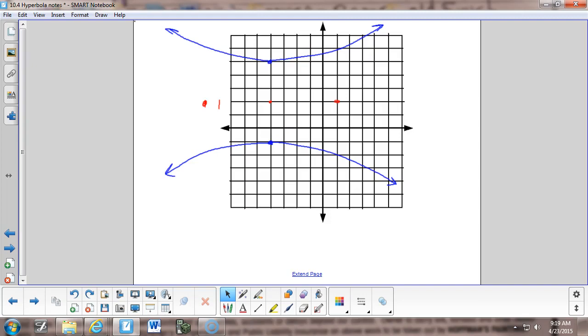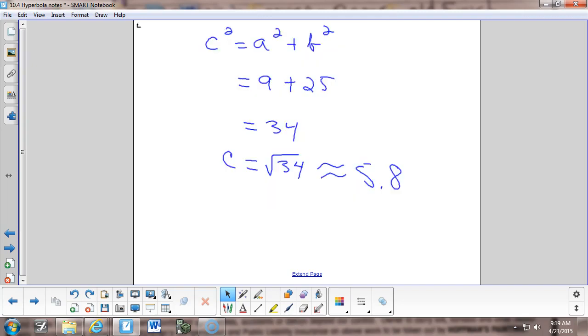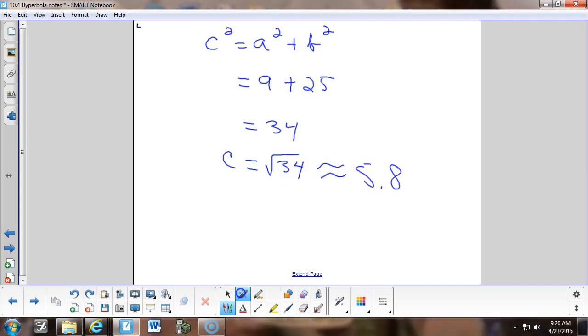So, got the picture, got the asymptotes, got the vertices. What I need is the focal points. And so the focal points, it's a squared plus b squared. Take the two values, add them together this time. Because this thing opened up and down, in the y direction, I'm going to add square root of 34 to the y value. Square root of 34 to the y. Add it and subtract it.